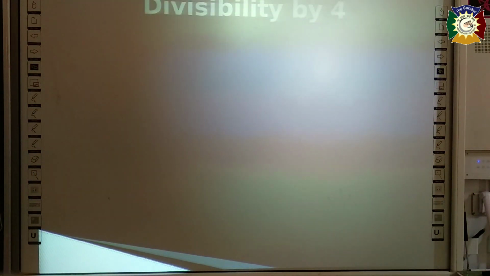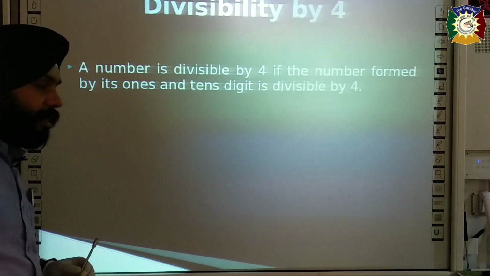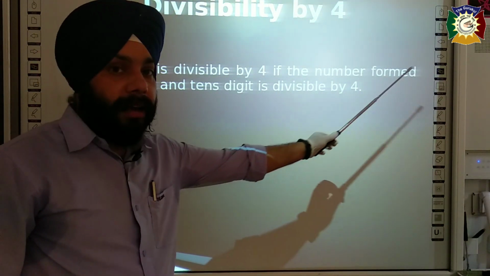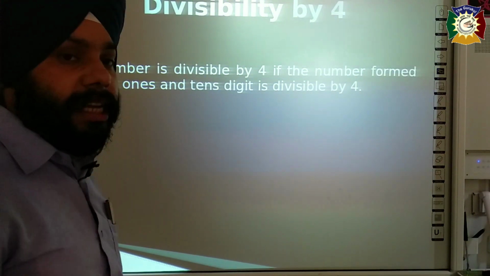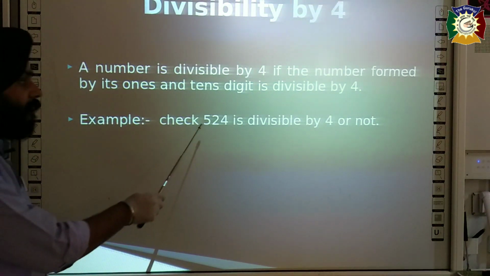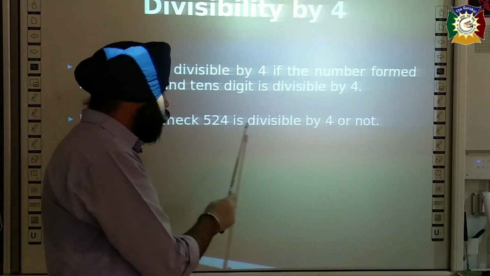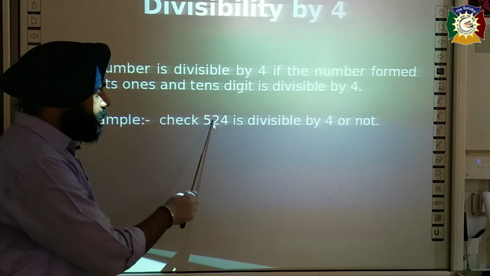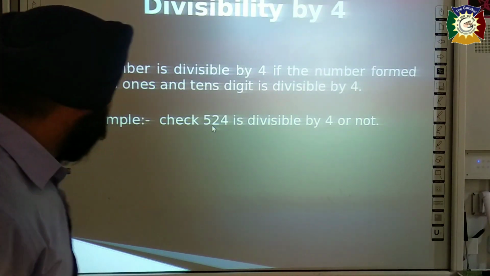Next, our rule is divisibility by 4. We can say a number is divisible by 4 if the number formed by its ones and tens digits is divisible by 4. For example, check whether 524 is divisible by 4 or not. The number made by its ones and tens digits is 24. Check whether this 24 is divisible by 4 or not.